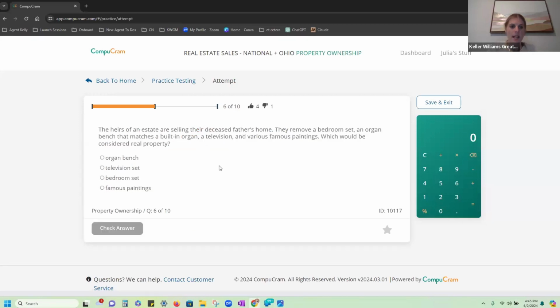Okay. The heirs of an estate are selling their deceased father's home. They remove a bedroom set, an organ bench that matches a built-in organ, a television, and various famous paintings. Which would be considered real property? A, organ bench, B, television set, C, bedroom set, or D, famous painting.